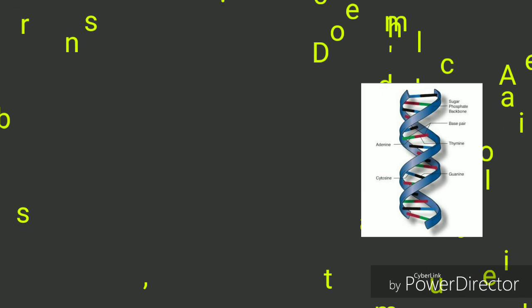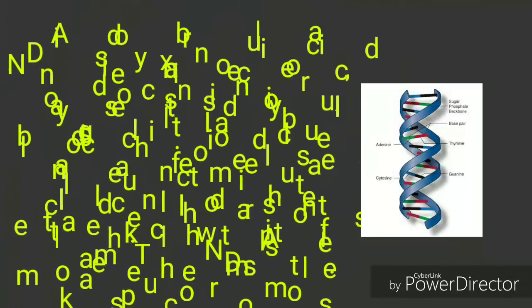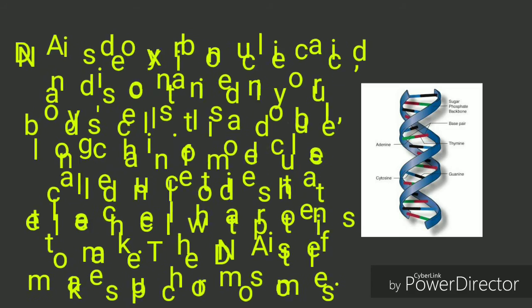DNA is deoxyribonucleic acid and is contained in your body cells. It is a double long chain of molecules called nucleotides that tell each cell what protein to make. The DNA itself makes up chromosomes.